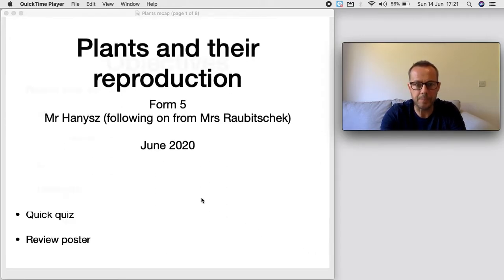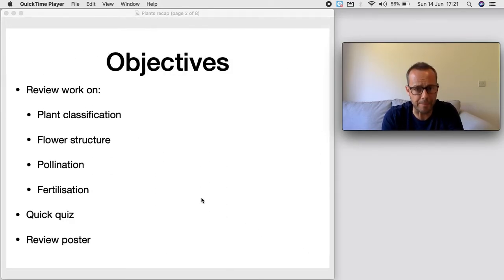So, first thing, the plan. The objective today is to go through the different areas that you've looked at. So we're going to have a quick summary of plant classification, which you've already done. We'll have a look at flower structure. Again, you've already gone through that. Pollination and fertilisation. So they'll all be included in today's video.